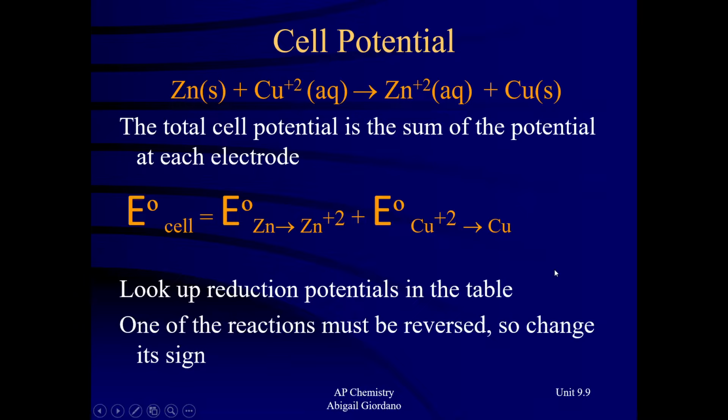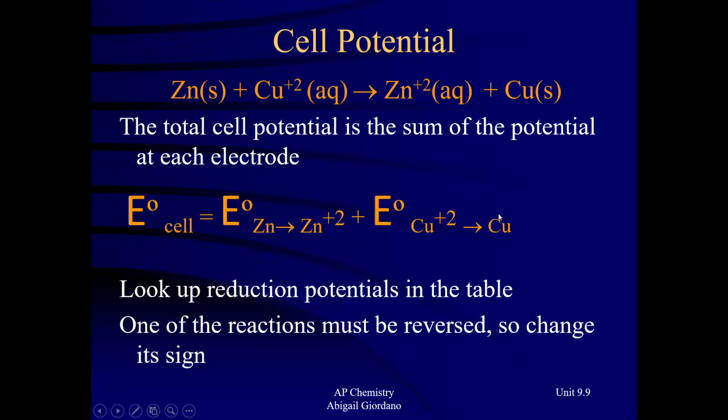But here's the thing that is so important for you guys to understand. One of those half reactions is going to have to be flipped around. Let me explain. Those tables, for whatever reason, are always written as reductions. I don't know why, but they're always written as reductions. Remember that a galvanic cell includes one reduction half reaction and one oxidation. So you'll have to flip one of those half reactions to turn it into an oxidation.